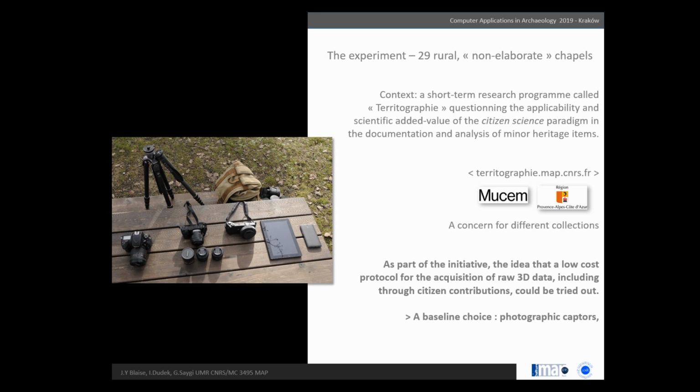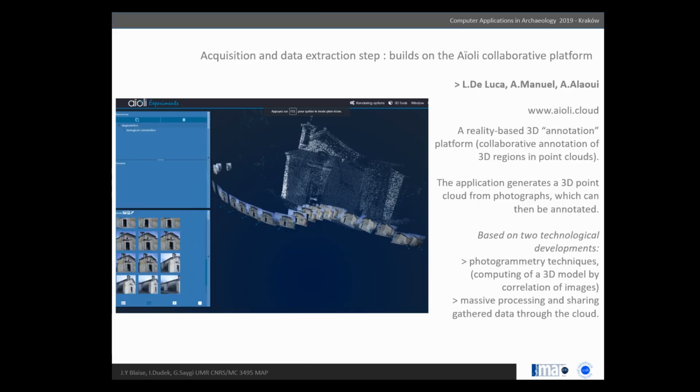And the approach builds on an application that is developed in my laboratory by colleagues that I quote here. This platform is called Archaeology. It is a 3D annotation program or platform. The application generates a 3D point cloud from photographs, a point cloud that can then be annotated. It is basically a photogrammetry application, but an online photogrammetry application using JavaScript libraries for the visualization part.